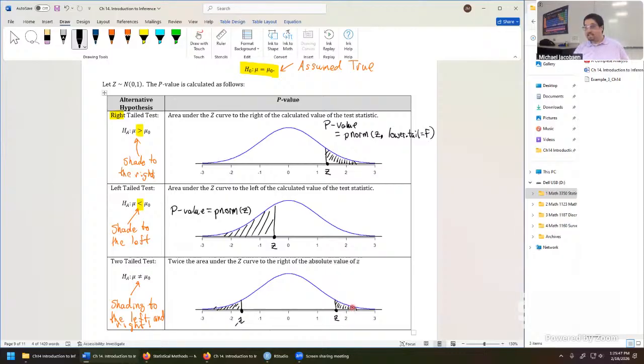So using that definition, we would say the p-value is going to be equal to pnorm(abs(z), lower.tail = FALSE). ABS gives you absolute value. So that would be the p-value in that situation.